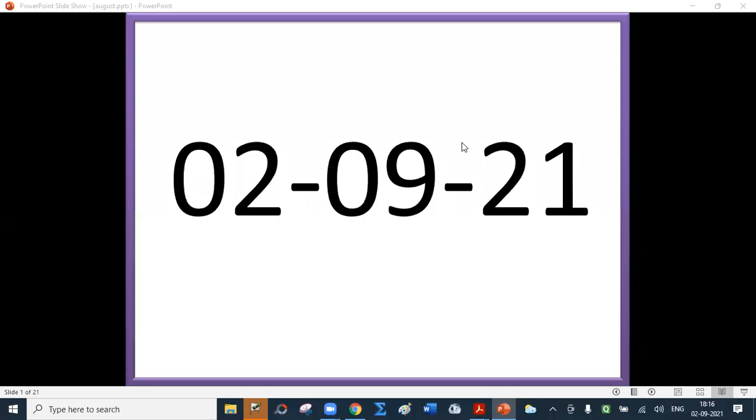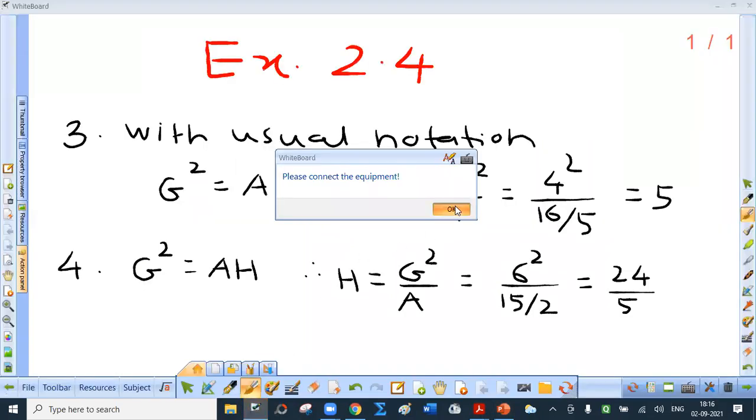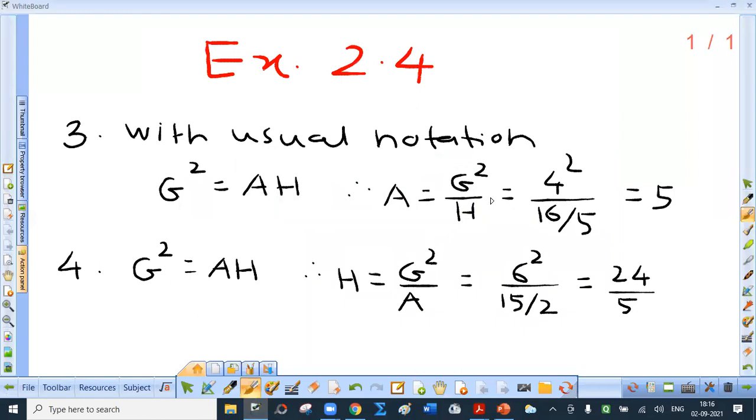Good evening. In the last lecture, we discussed the concept of harmonic progression and the relation between three means: arithmetic mean, geometric mean, and harmonic mean. So let us solve some from exercise 2.4. Third one, find the arithmetic mean of two positive numbers whose geometric mean and harmonic mean are 4 and 16/5 respectively.